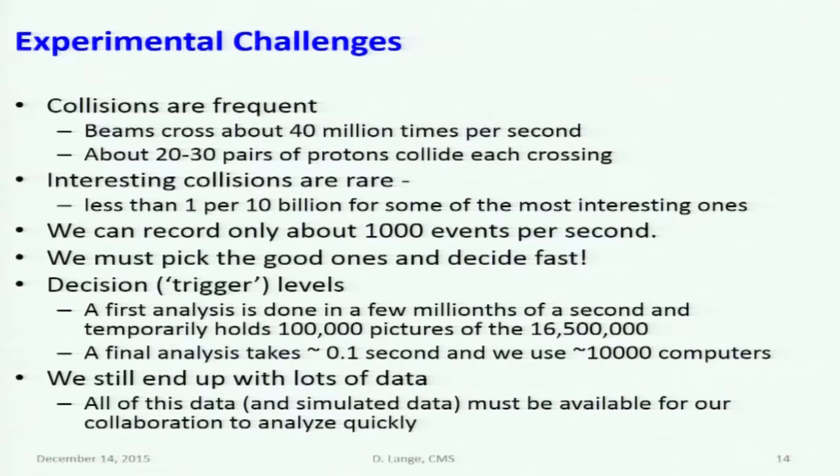Okay, so I'll skip through the animation. This is what I talked about. There are basically 2 levels of trigger. One happens in electronics very quickly, and for another we use a large farm of computers, and we take about 1/10 of a second to do that analysis. So once you get to this step, you have about 1,000 events per second that you then save to disk, to be available for the collaboration to analyze quickly. So that's still the big challenge, which I'll show on this slide.